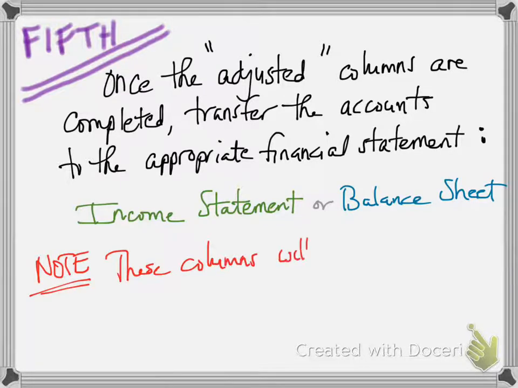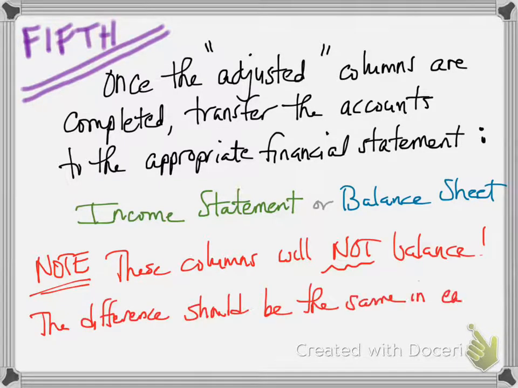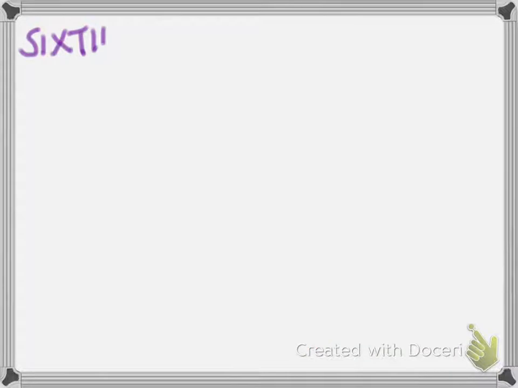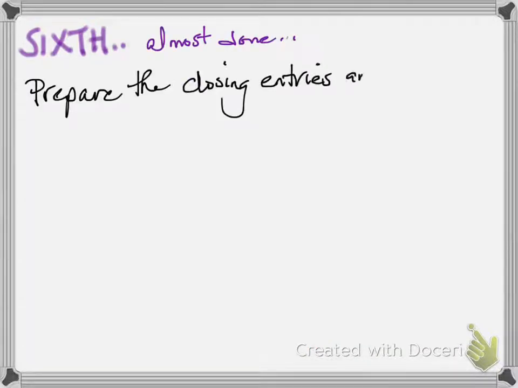Now, this is the first time where the columns aren't going to be in balance, right? The difference between the debit and the credit on the income statement is going to be the net income or net loss. And that difference should be the same that we see in the debits and the credits on the balance sheet. We're going to look at an example in a couple more slides, and then you'll see what I'm talking about. We are almost done.